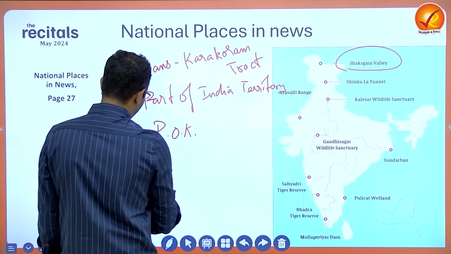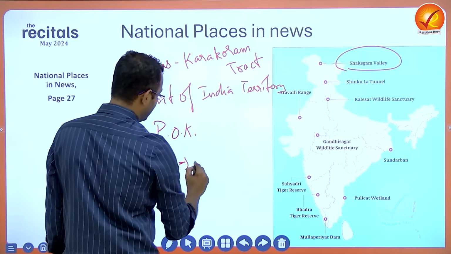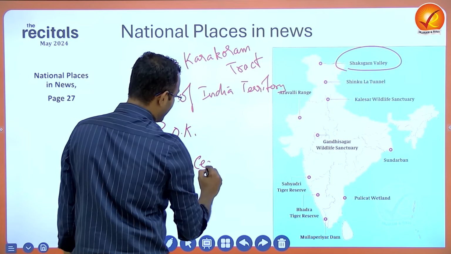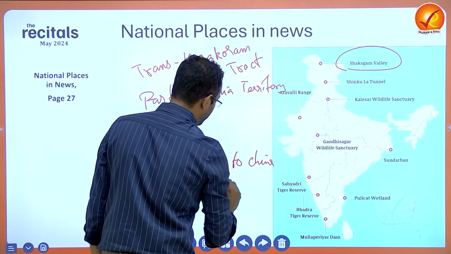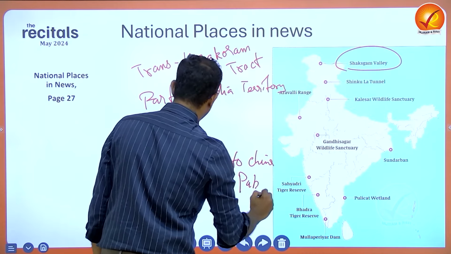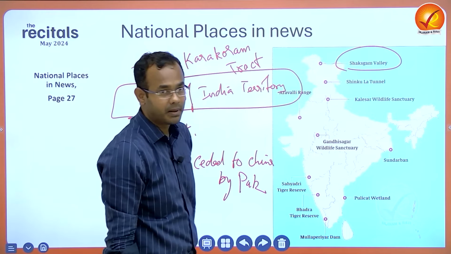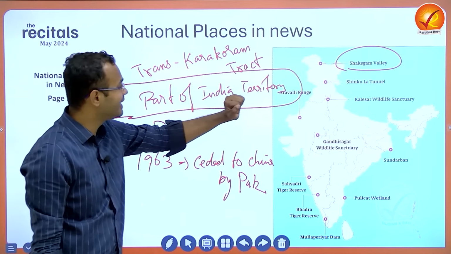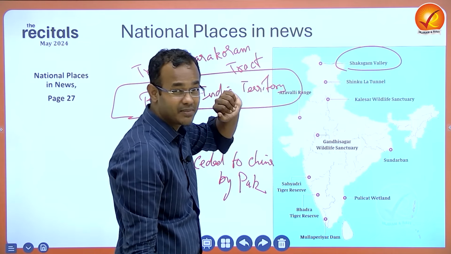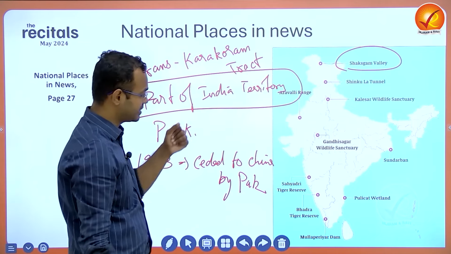In 1963, this territory of Shaksgam Valley was ceded to China by Pakistan. Again, this is part of Indian territory illegally occupied by Pakistan, right? Recently, the government of India has also raised concern against the construction that has been taking place in the Trans Karakoram Tract, and that is why Shaksgam Valley has been in news.